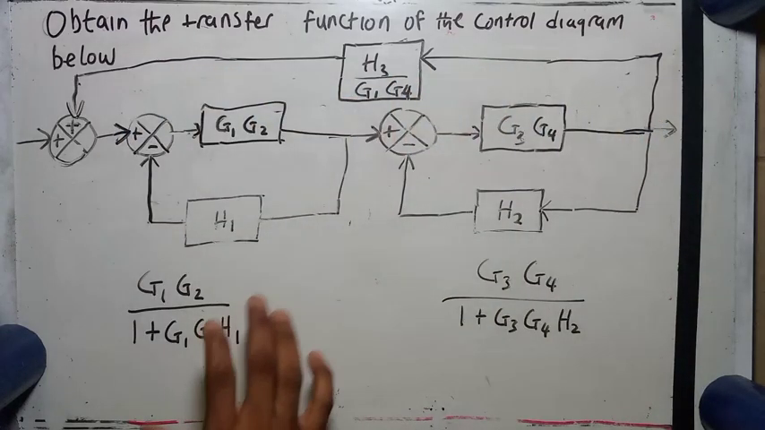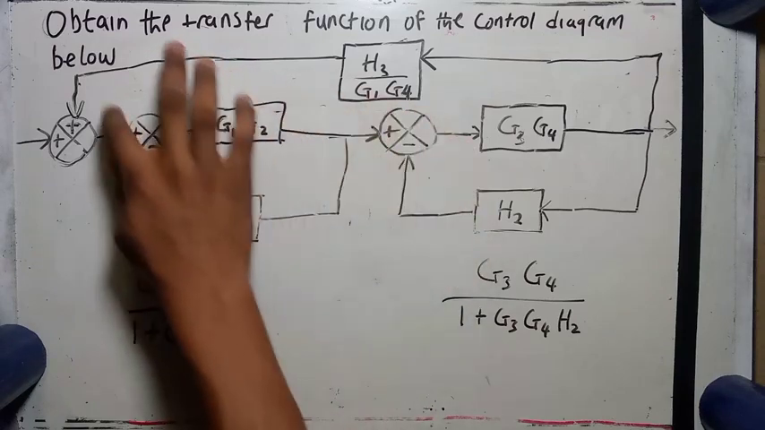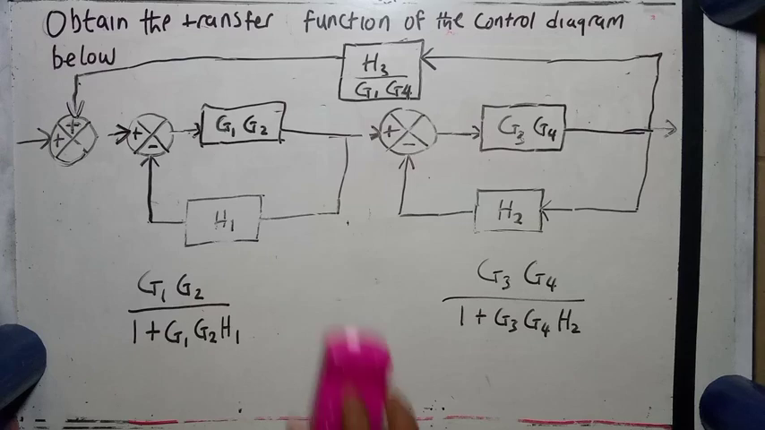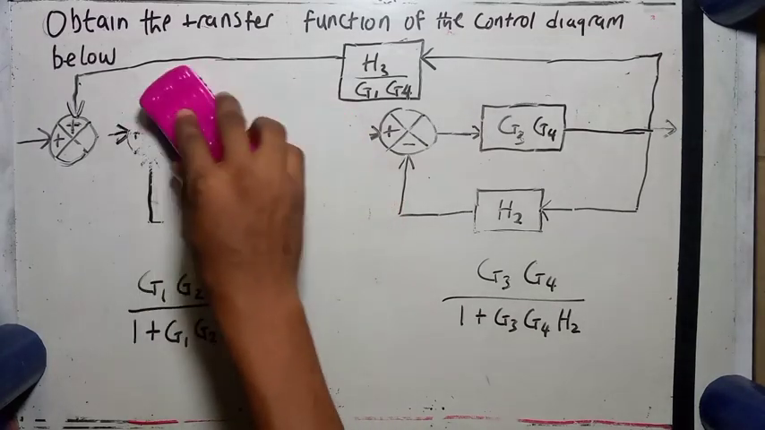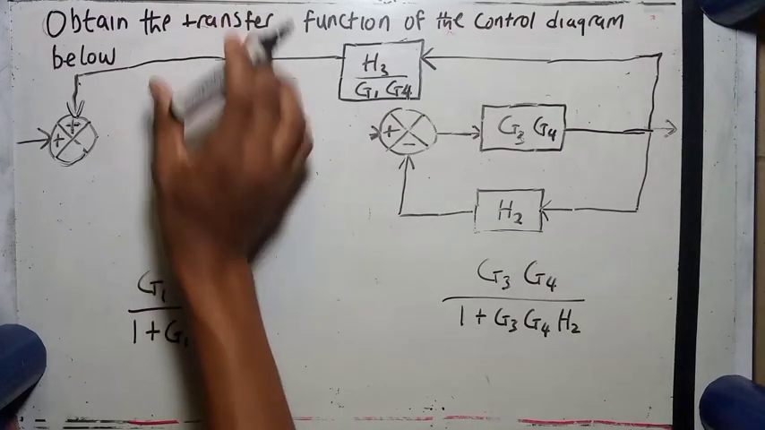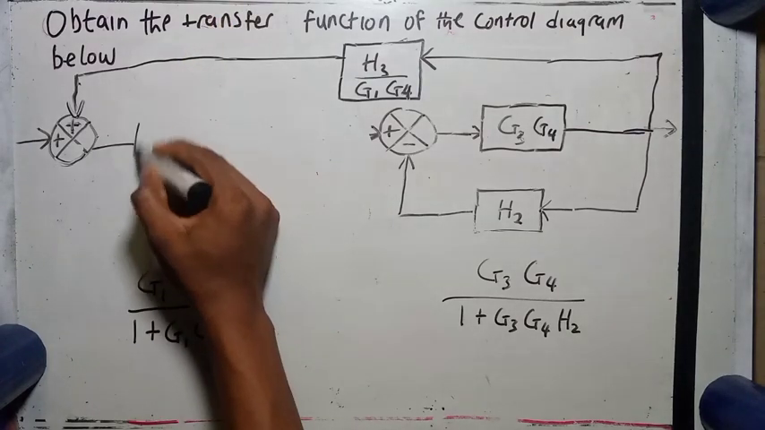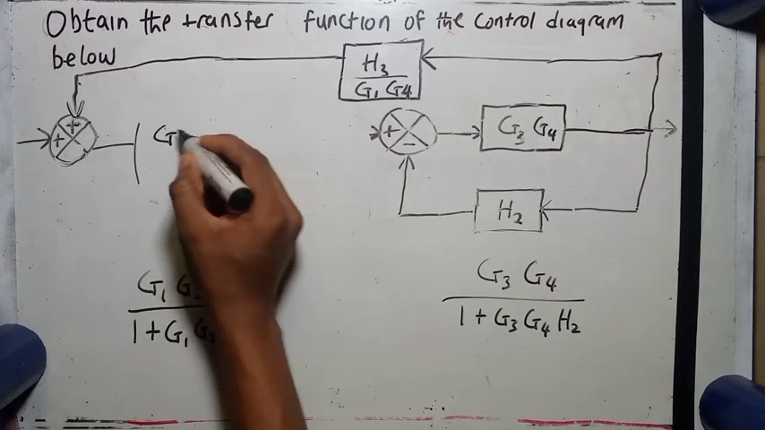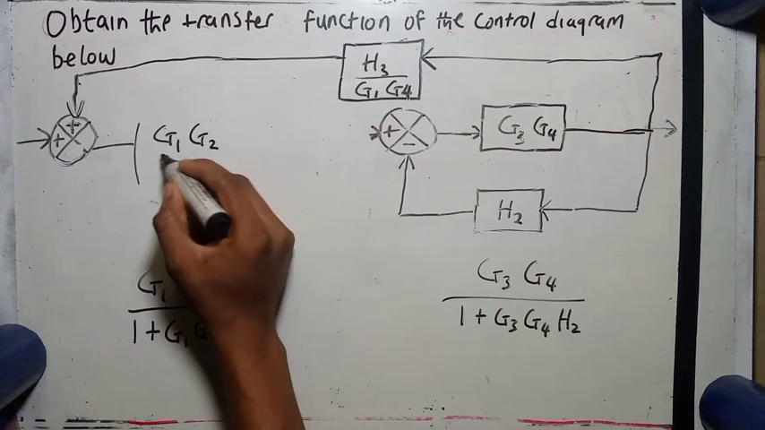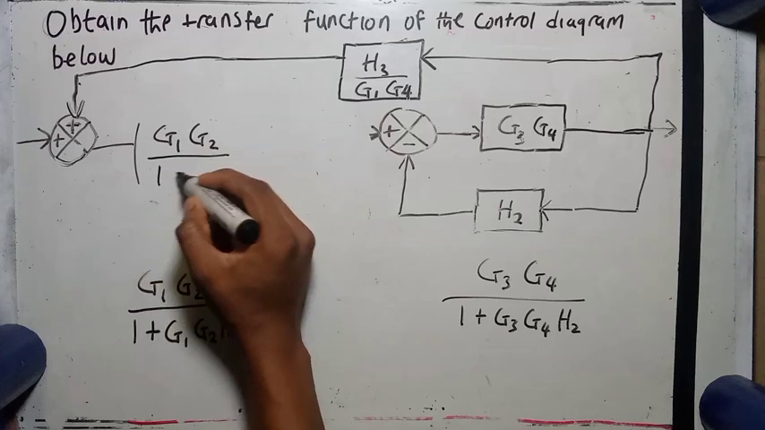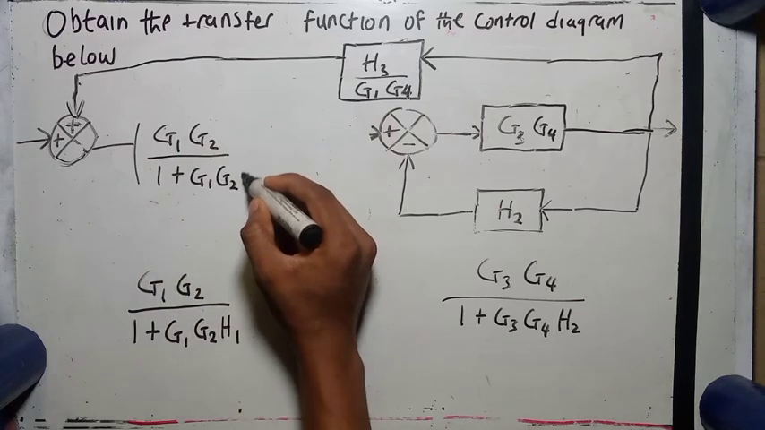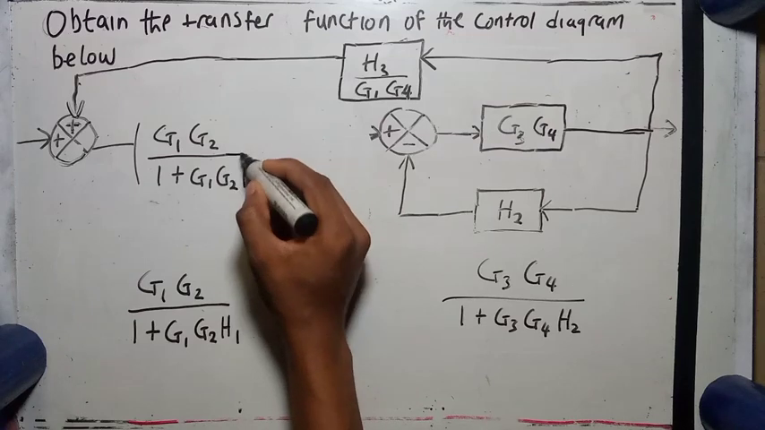So we are going to be replacing the whole of this with this. So the whole of this will be going off. Now we'll replace it with this: G1 G2 over 1 plus G1 G2 H1.